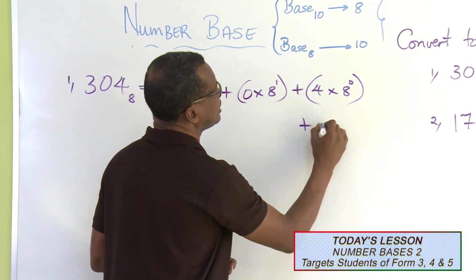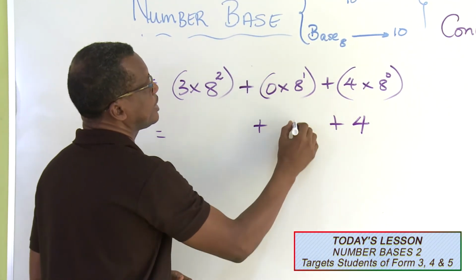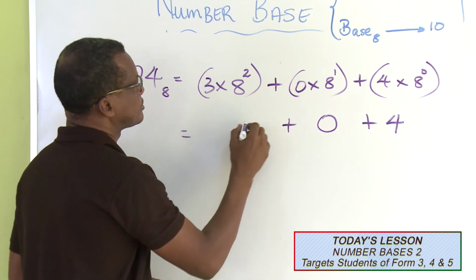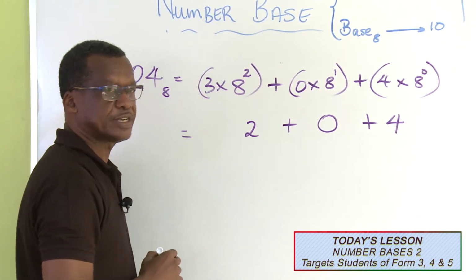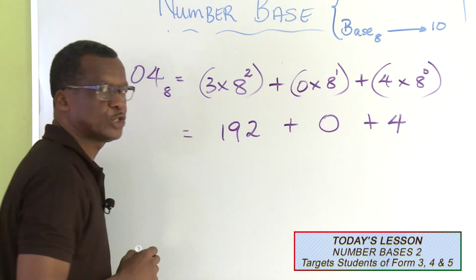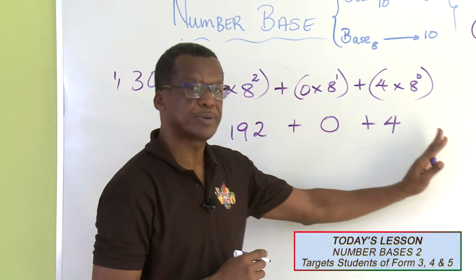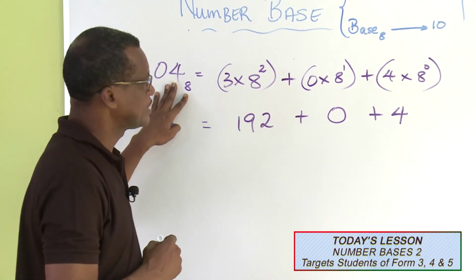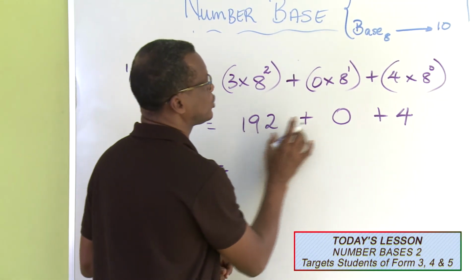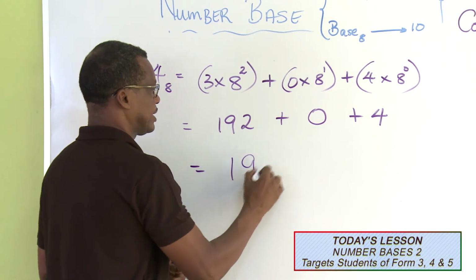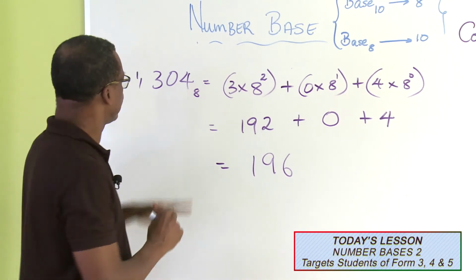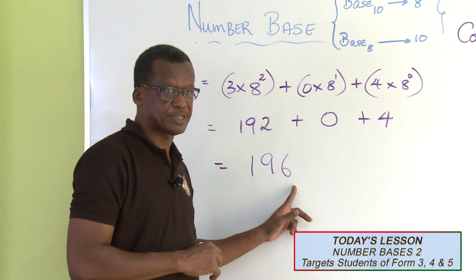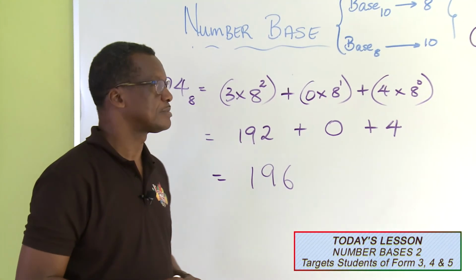Let's work it out. 4 times 1 is 4. 0 times 8, 0. And 3 times 64. 3 4s are 12. 3 6s are 18. And 192. Now we can add these up, and the result would give us the conversion of 304 base 8 to base 10. And that's 192 plus 0 plus 4, that's 196. So the number 304 base 8 is equivalent to 196 base 10. Let's do the second one.